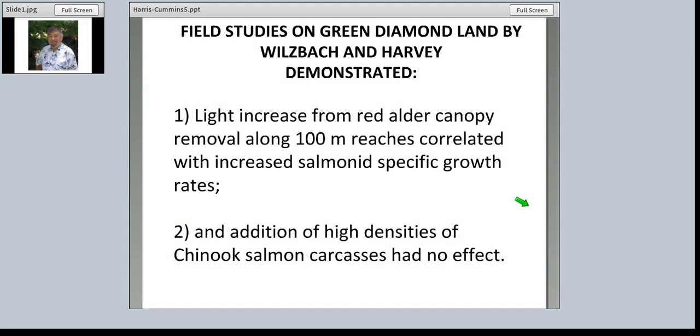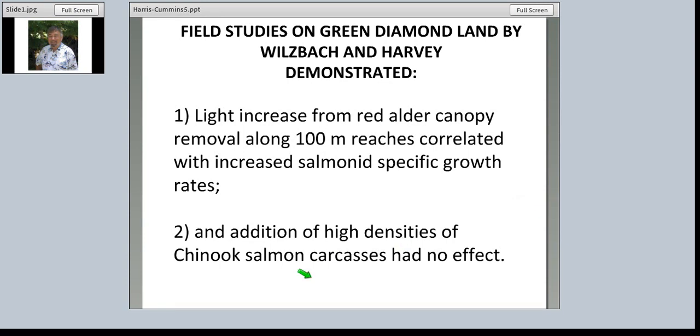Okay, so a big set of studies done by Wilzbach and Harvey, again sponsored by Green Diamond. In this experiment, they increased the light by removing red alder canopy along 100-meter reaches, and that correlated, as I said before, well with increased salmonid-specific growth. In addition, another part of this experiment was that they added high densities of Chinook salmon carcasses.